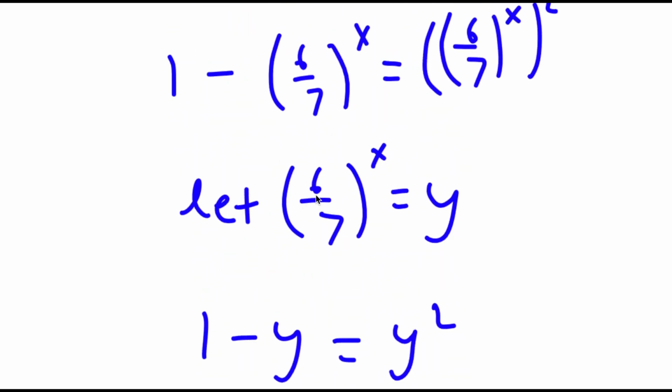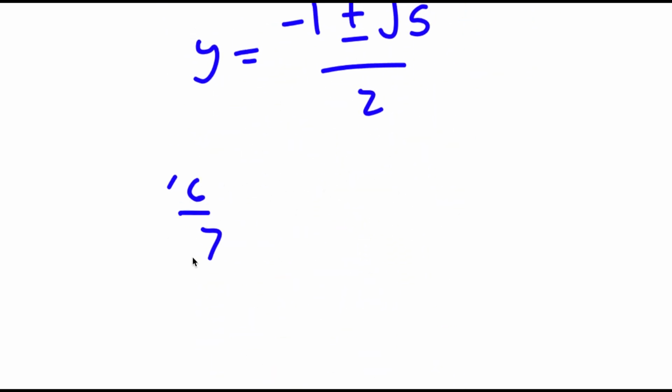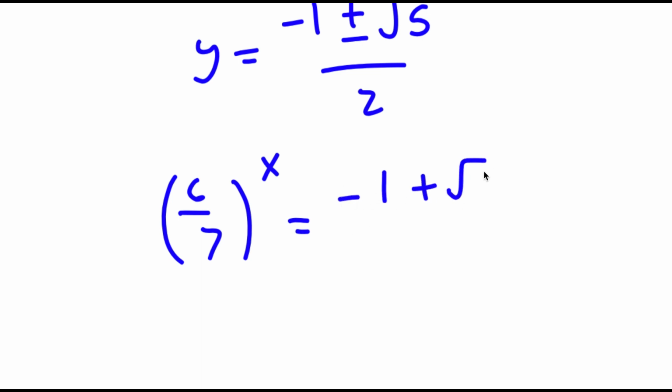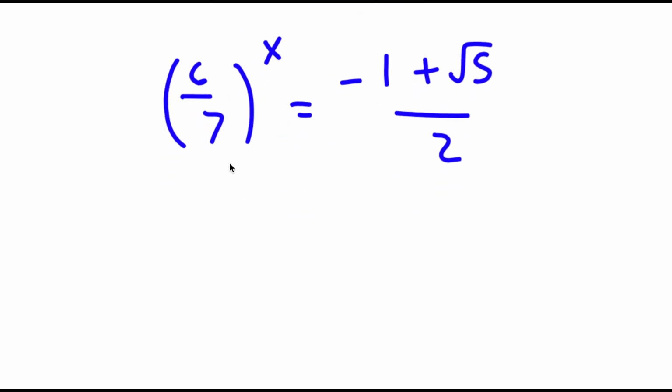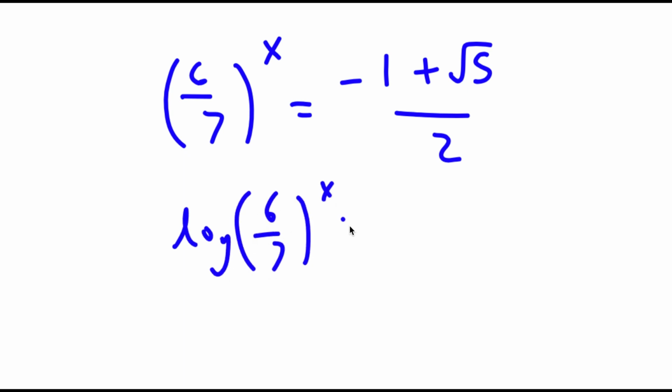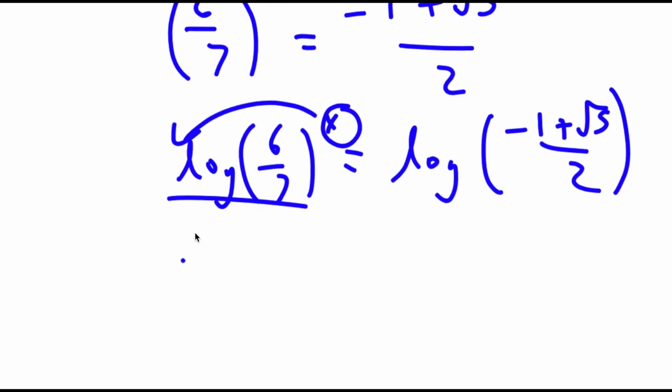And now remember how we let 6 over 7 to the power of x equal y. So now I have 6 over 7 to the power of x equal to negative 1 plus the square root of 5, over 2. So let's first start with this. I'm going to take the log on both sides. So now I have log of 6 over 7 to the power of x is equal to log of negative 1 plus the square root of 5, over 2. So now I can move this x to the front and divide both sides by log 6 over 7.